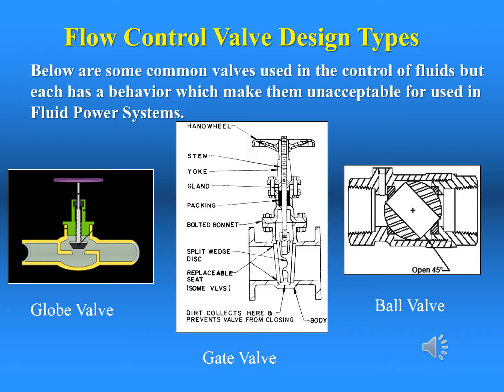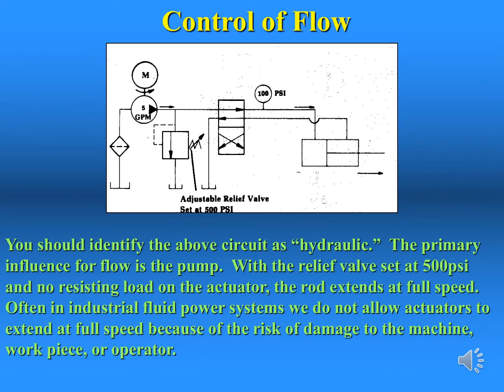The globe valve on the far left is obstructive to flow. The gate valve in the middle is obstructive to flow and will leak if mid-positioned. The ball valve is not used for flow control, but is often used as an on-off valve for controlling flow. The primary influence on actuator speed is flow rate. Flow rate is the quantifiable measure of moving fluid. Maximum possible flow rate is limited to the physical size of the flow generator, whether a pump or a compressor.